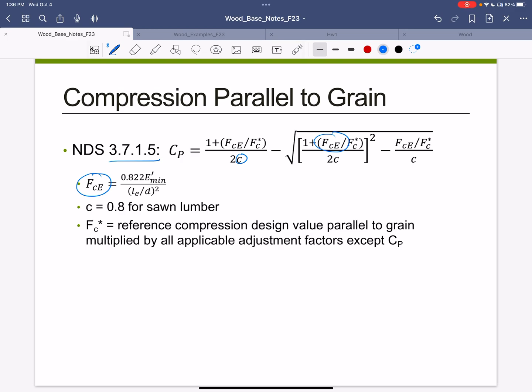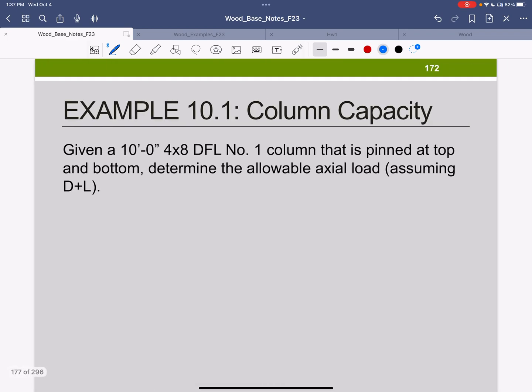from that appendix. But 0.8 for solid lumber. F sub c asterisk, or star, is the reference compression design value parallel to the grain multiplied by all the adjustment factors except for C sub P. So you don't have C sub P yet, so that doesn't get multiplied in there, but that's what this F star c is. And again, we'll do an example for you to look at.